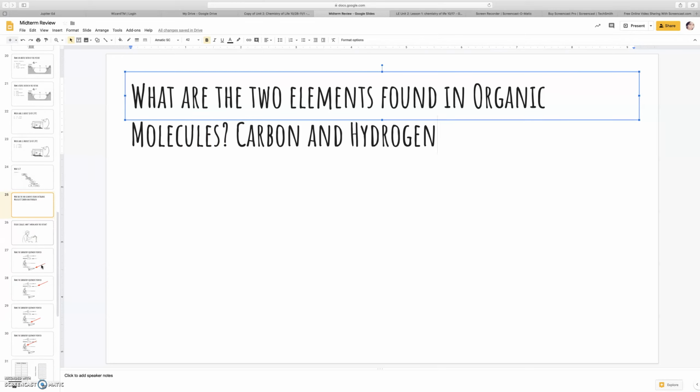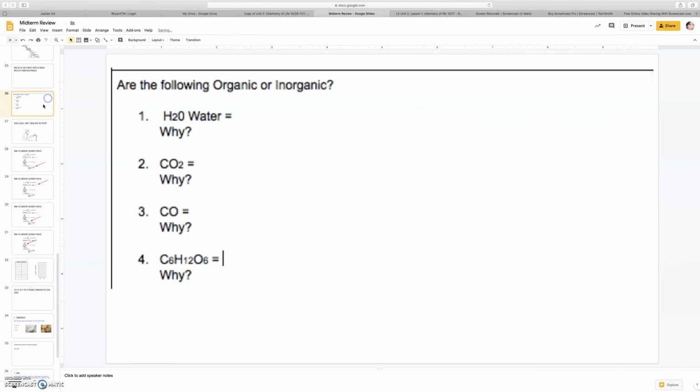And now that we're here, I'm actually going to go ahead and bring this one up since we're on the topic of organic and inorganic. This is a picture that I copy and pasted, so I can't really type here. But we're going to name if they're organic or inorganic and why. So H2O, water. It's inorganic because it doesn't have carbon. It has the hydrogen, but it doesn't have the carbon. So this one is inorganic because it does not contain carbon. CO2, carbon dioxide. This is inorganic because it only has carbon. It has to have both carbon and hydrogen. That's why it's not organic.